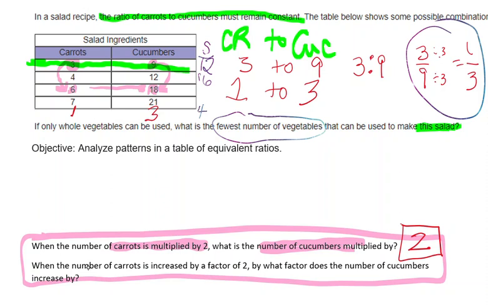Notice the question below, when the number of carrots is increased by a factor of 2, by what factor does the number of cucumbers increase by? This is just another way of asking what it's being multiplied by: 2. Factor is a word that represents multiplication. So here it's just asking you the exact same thing. It's just using a different vocabulary word to ask.